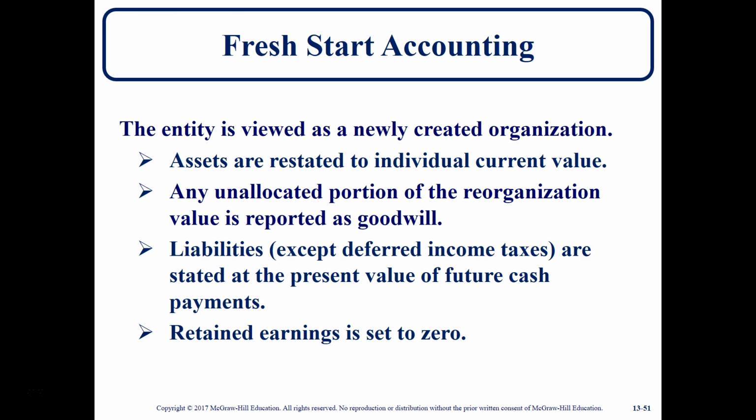Fresh start accounting. Assets are always stated at their individual current values. Any unallocated portion of the reorg value is goodwill. Liabilities are stated at the present value of future cash payments, and retained earnings is set to zero. Again, fresh start. So again, Chapter 11 bankruptcy, we're coming out of debtor in possession, and it's a new entity. A new entity.